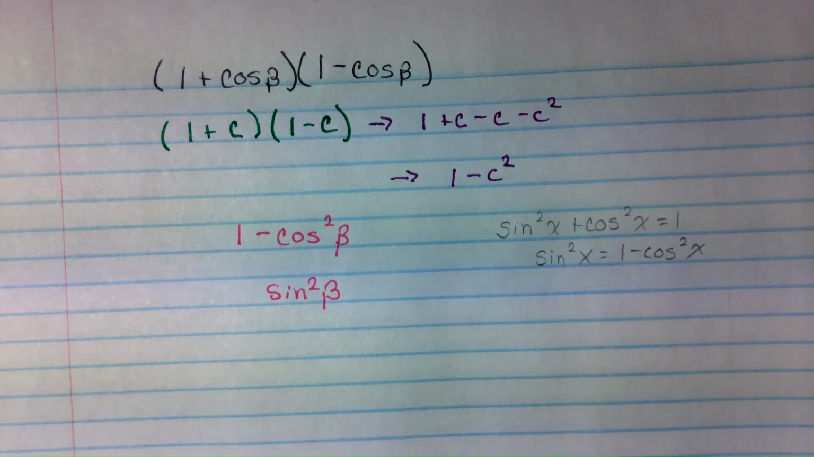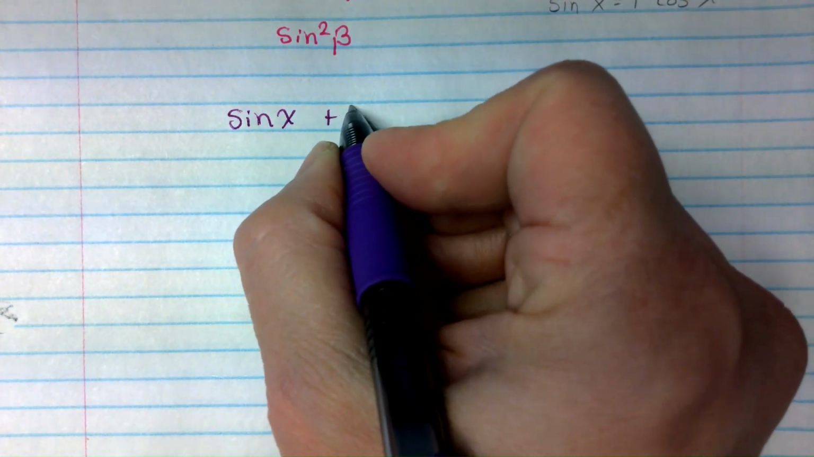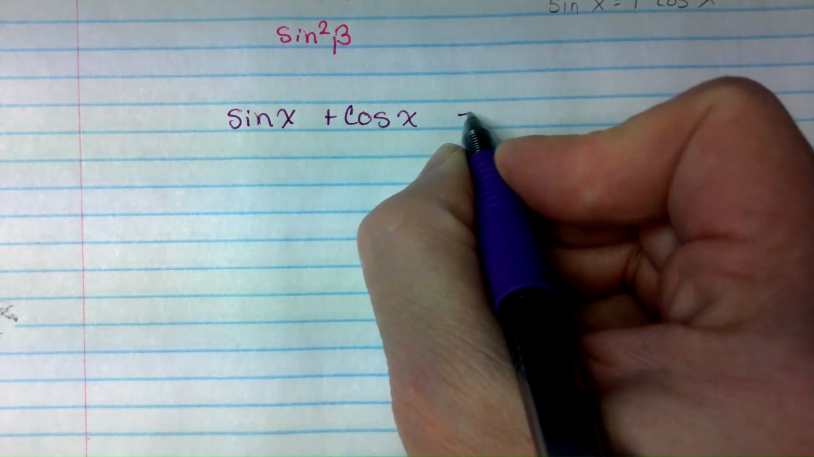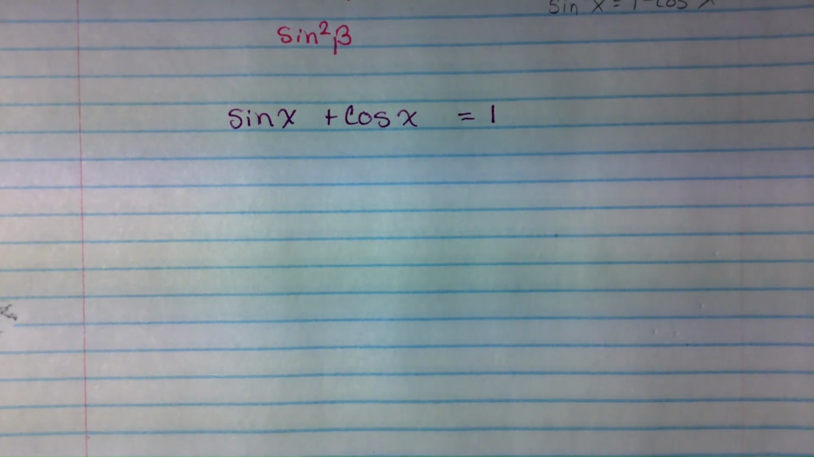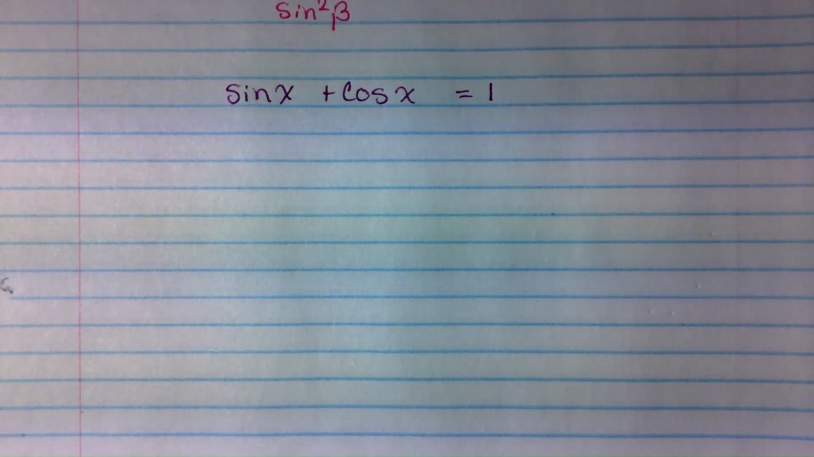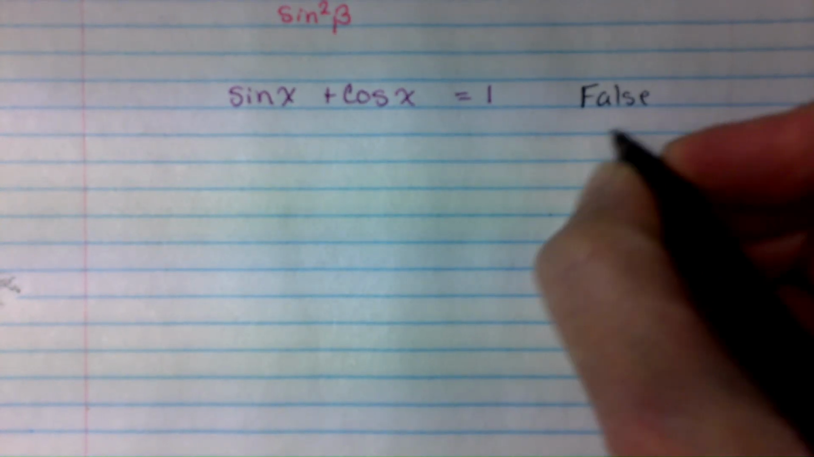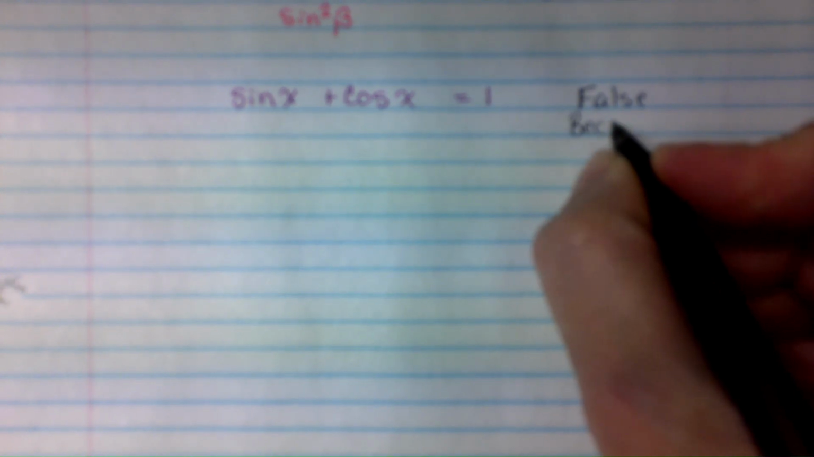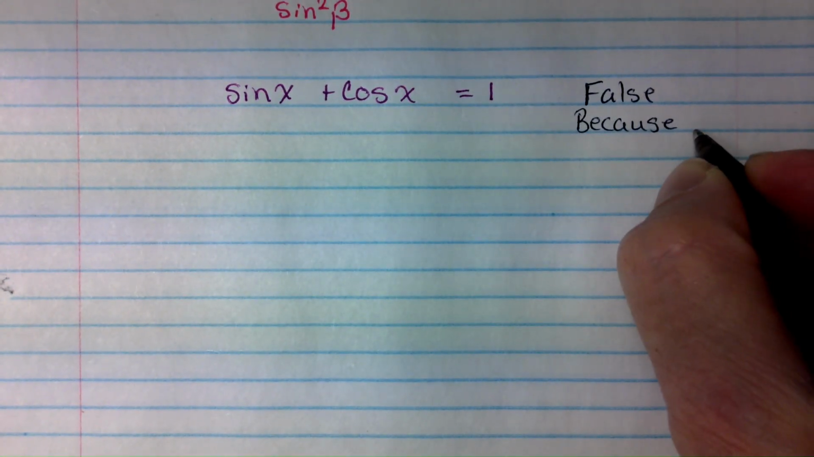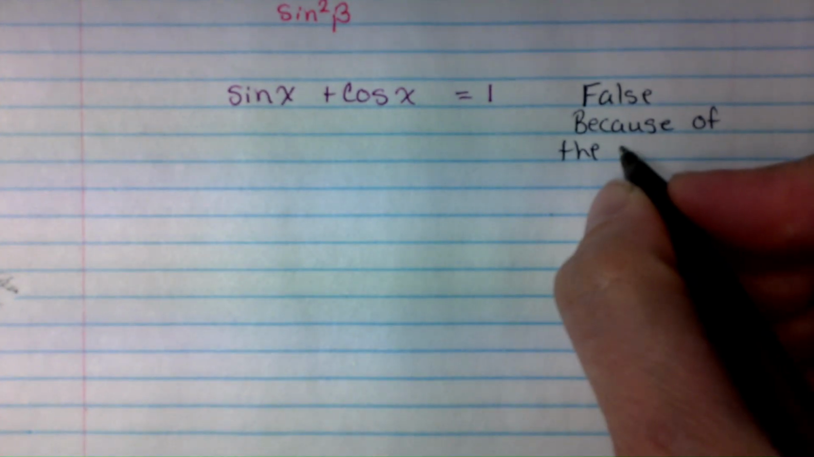Disproving is simplest. It really is very easy. So sine of x plus cosine of x equals 1. And we're going to go ahead and prove that this is not true. Okay, so we are going to disprove. This is a false statement. And the reason it is false is we are going to give a counterexample. Counterexample is a great way of disproving something.